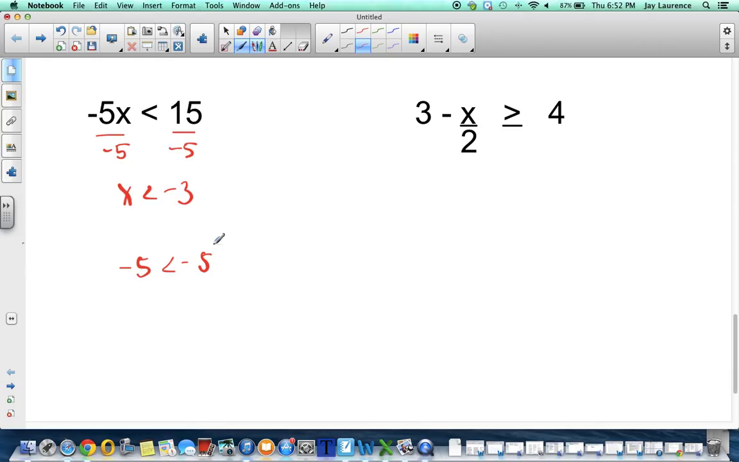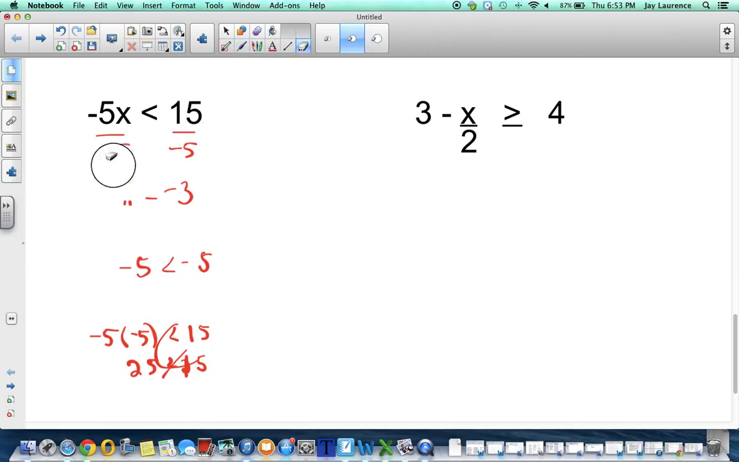But what happens when I put a number like negative 5 in for x? Well, let's see here. Negative 5 times negative 5, and that's going to be less than 15. And negative 5 times negative 5 is 25. And 25 is not less than 15. No, it's not. What happened? What are you doing wrong? Well, there's something you may have heard, but it doesn't stick. So I'm going to have you think about the problem differently, and then I'll show you a shortcut way to do it.